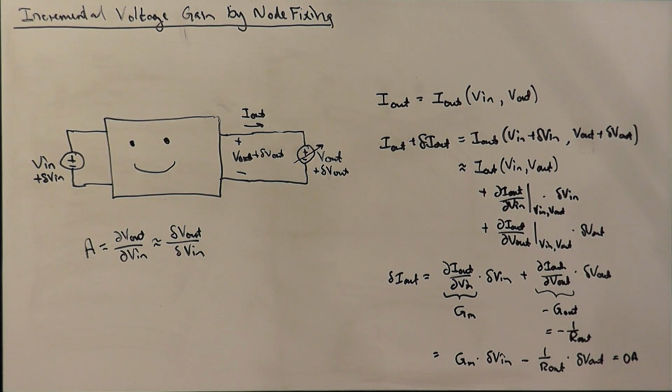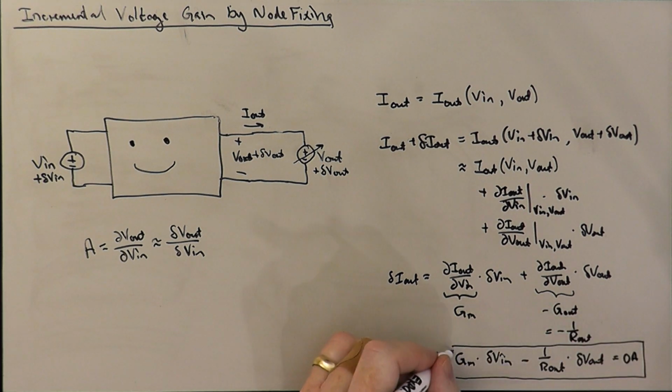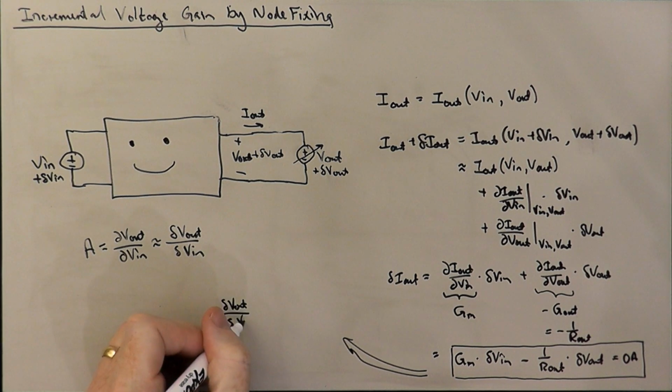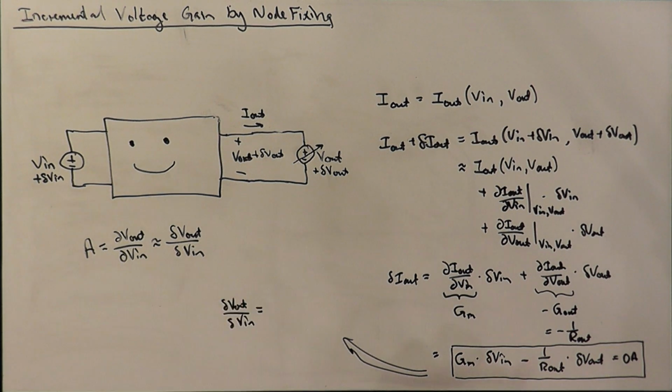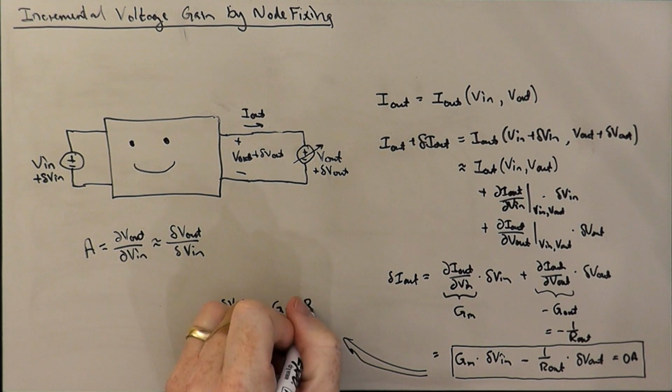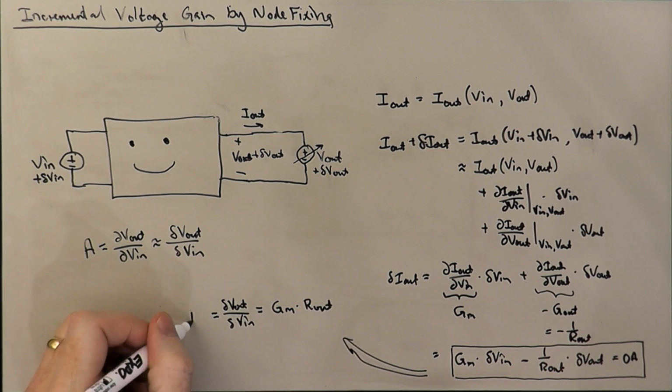In that particular combination, we can basically solve this equation here for the particular ratio of delta V out to delta V in that makes this equation true. So if we take that over here, we can solve for delta V out to delta V in. So if we move this to the other side of the equation, we have basically delta V out over R out equals GM delta V in. We move the delta V in downstairs over here. We move the R out upstairs over there. It's basically equal to GM times R out. And this is the gain that we're interested in computing.